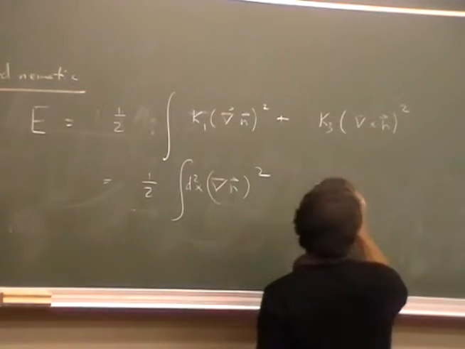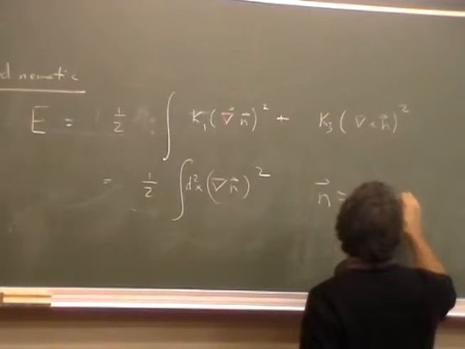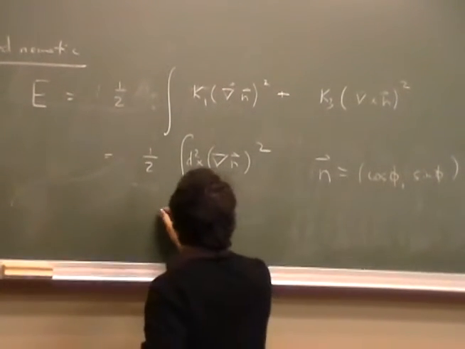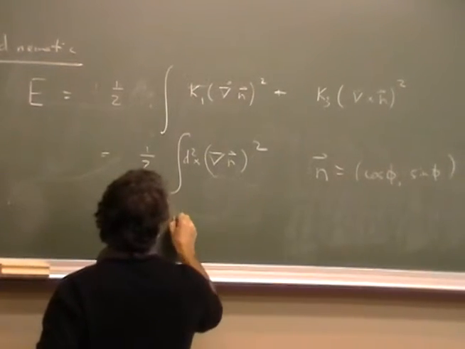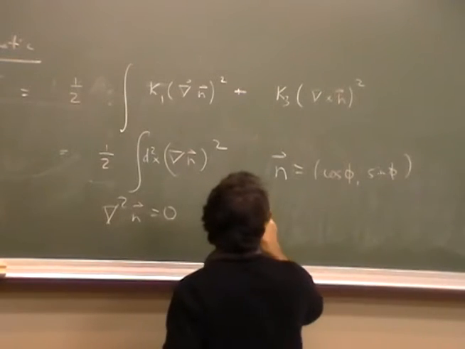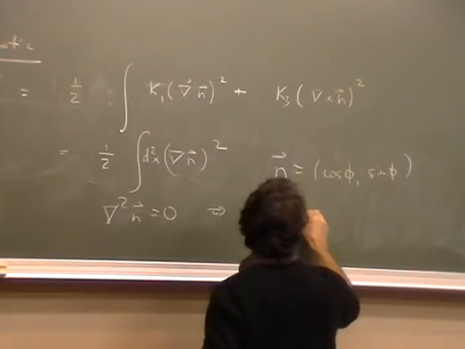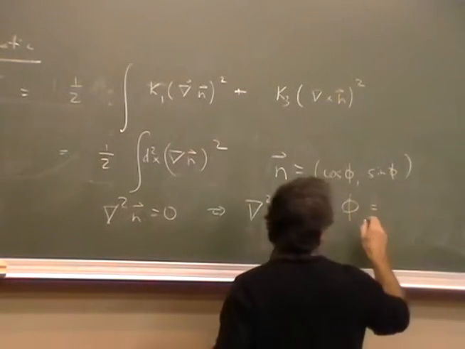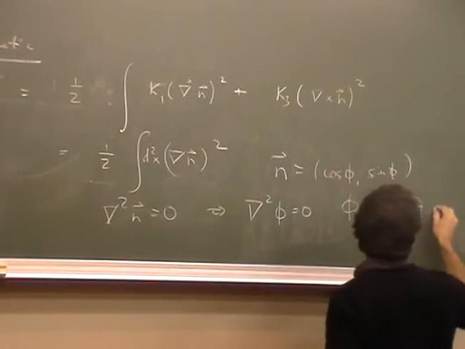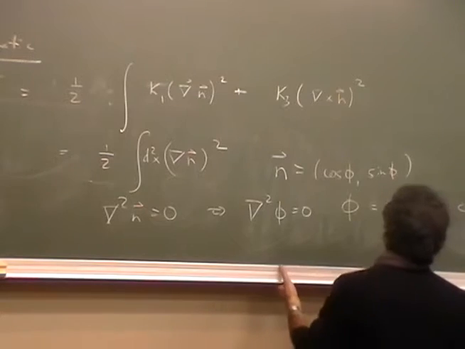So we can take n as just cosine phi, sine phi, and then the equation of motion is just the Laplacian of n is 0. So this just goes to Laplacian of phi is 0. So we can take phi as linear in some angle theta plus some constant.